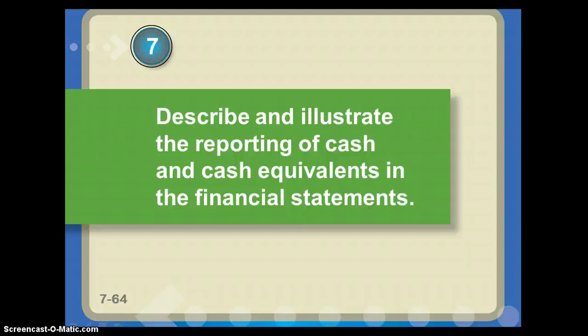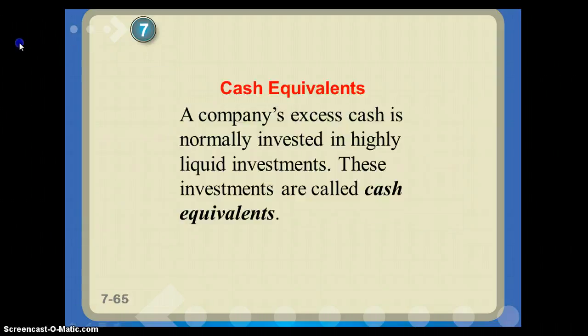The final part of Chapter 7 has us describe and illustrate the reporting of cash and cash equivalents in the financial statements. When a company has excess cash, they invest it in a highly liquid investment. Highly liquid investments are ones that can quickly be turned into cash.